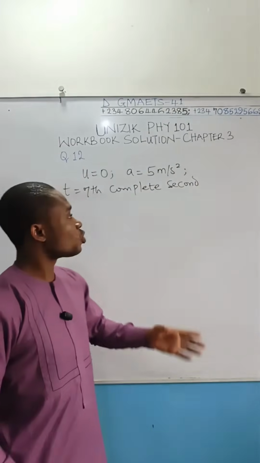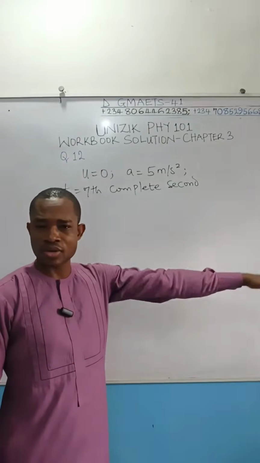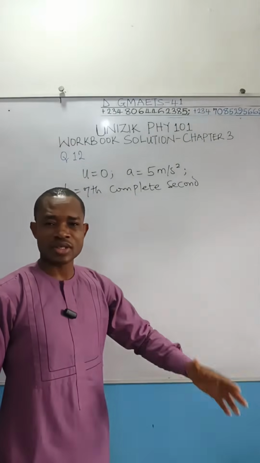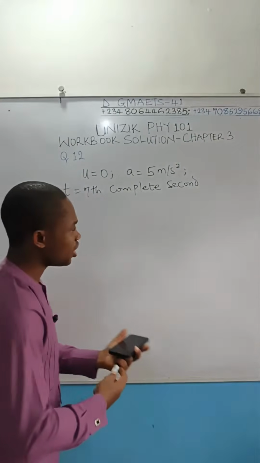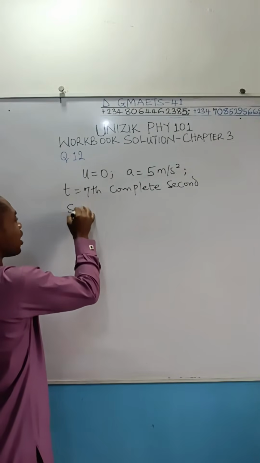Of course, the second equation of motion will apply here. S equal to ut plus 1/2 at squared. u is equal to 0, so ut is 0. Your distance s is equal to 1/2 at squared. That's what we are going to use in solving this question. So based on this, we are going to solve for S6.